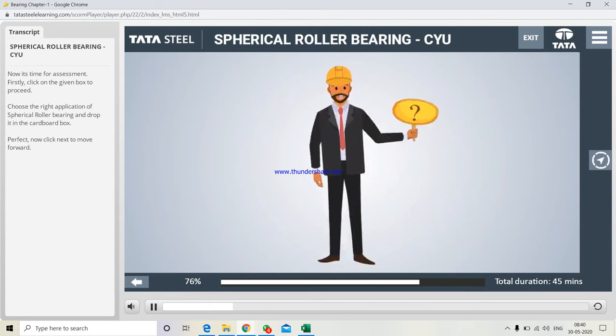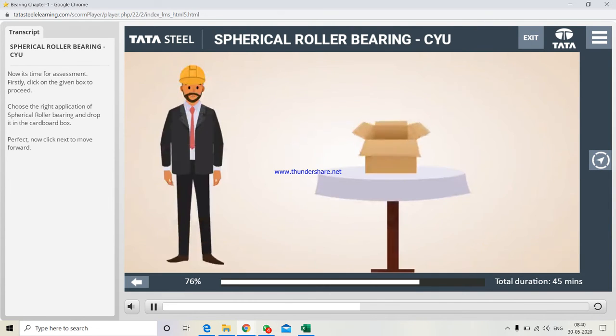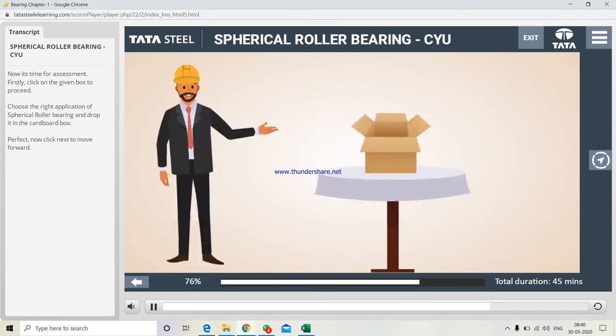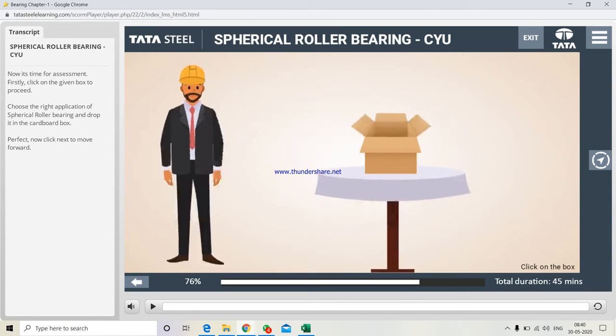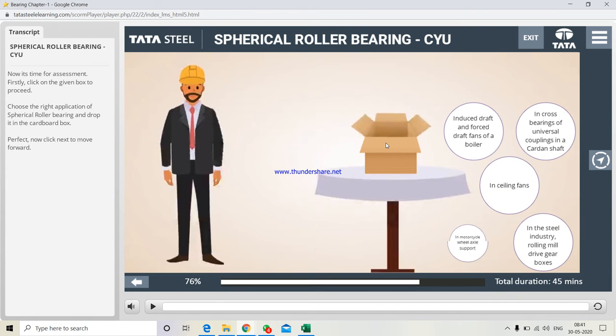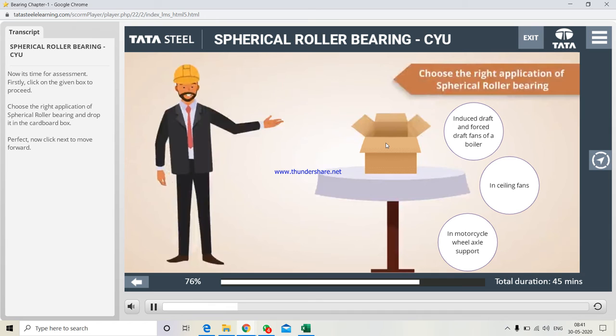Now it's time for assessment. Firstly, click on the box to see the options. Choose the right application of spherical roller bearing and drop it in the cardboard box.